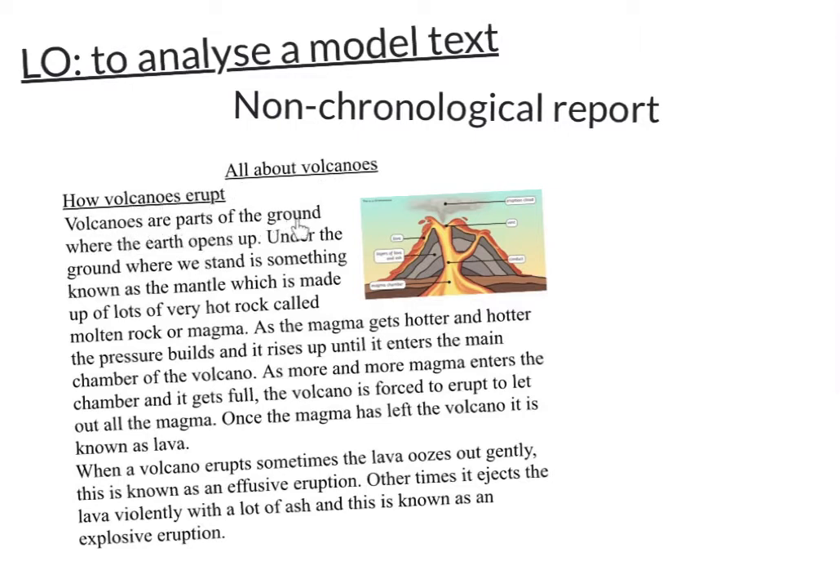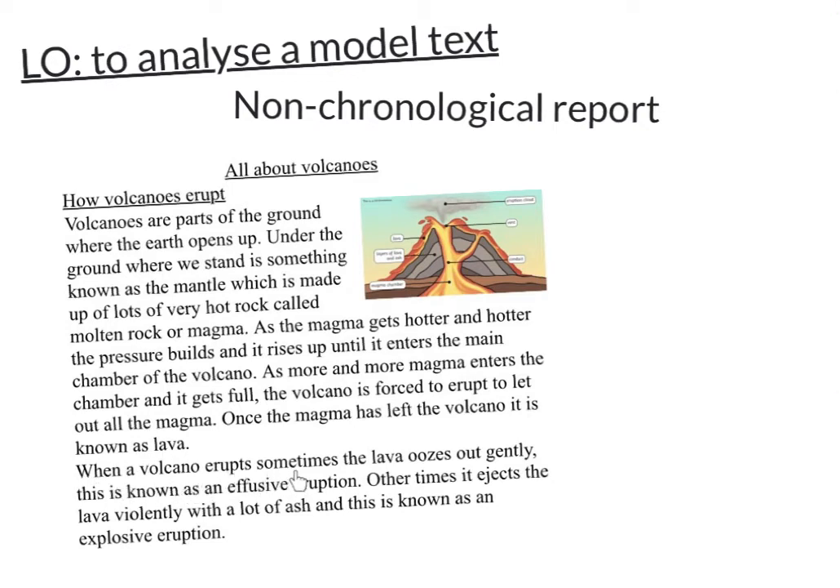All about volcanoes. How volcanoes erupt. Volcanoes are parts of the ground where the earth opens up. Under the ground where we stand is something known as the mantle, which is made up of lots of very hot rock called molten rock or magma. As the magma gets hotter and hotter, the pressure builds and it rises up until it enters the main chamber of the volcano. So this is here. As more and more magma enters the chamber and it gets full, the volcano is forced to erupt to let out all the magma. Once the magma has left the volcano, it is known as lava.